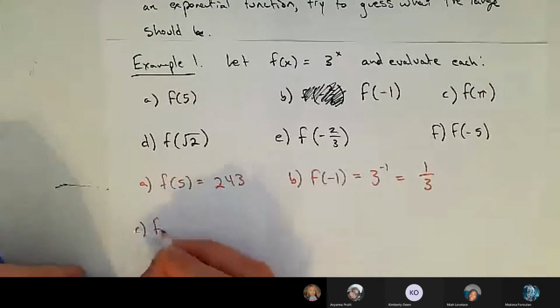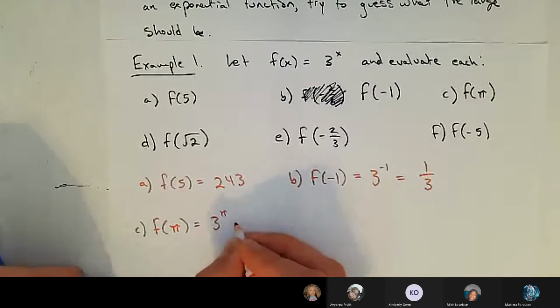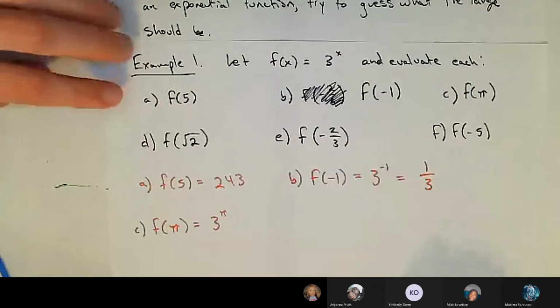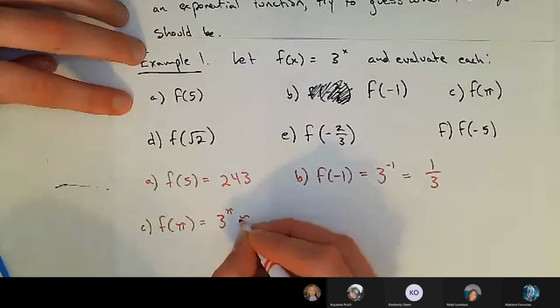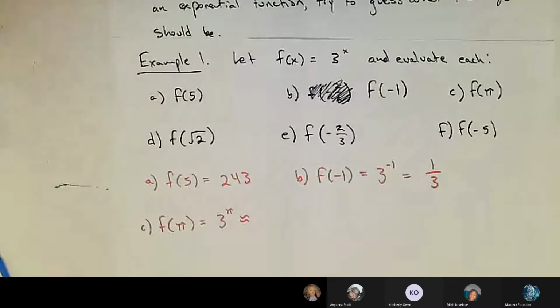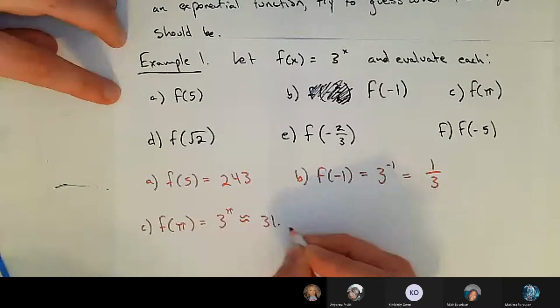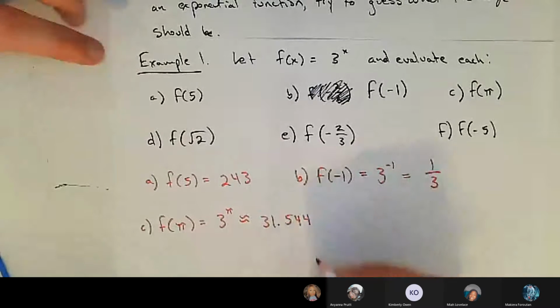Okay, part C is f of pi, so that's 3 raised to the pi, which is just going to be a question of asking the calculator. And since we're going to have to ask the calculator and round, we'll say approximately, so we'll use the little squiggly equal sign because we can't get an exact answer for this. This is going to be some terrible decimal number. And I'm getting 31 point, we'll just go 544.